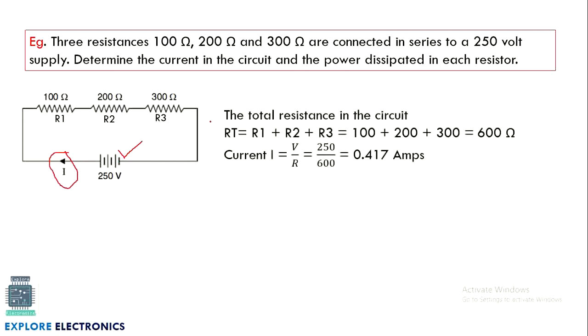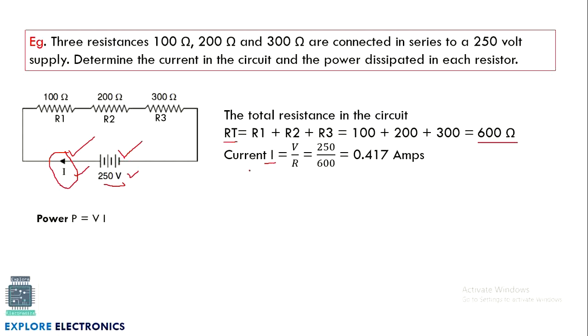Now I need to calculate the equivalent resistance first. Equivalent resistance is R1 plus R2 plus R3 since they are in series. So the total resistance is 600 ohm. Once we get the voltage as well as the total resistance of the circuit, we can calculate current. So current I is equal to V by R. V is 250 volts and the equivalent resistance is 600 ohm. 250 by 600 gives 0.417 amps. This is the amount of current flowing through the circuit.